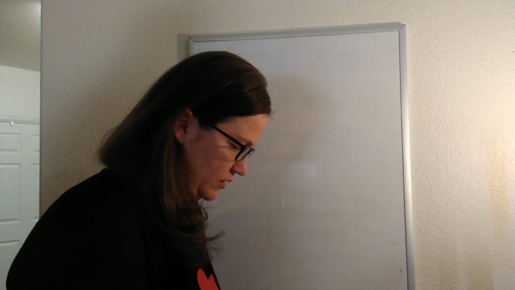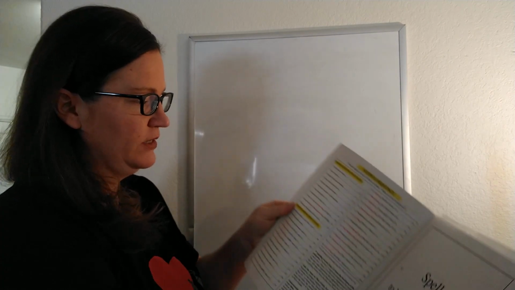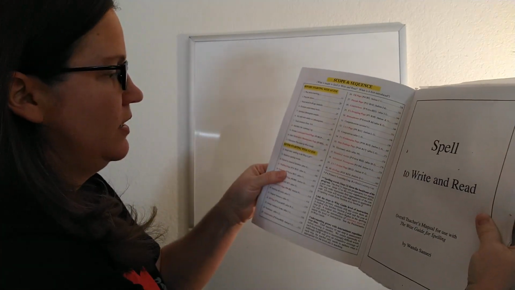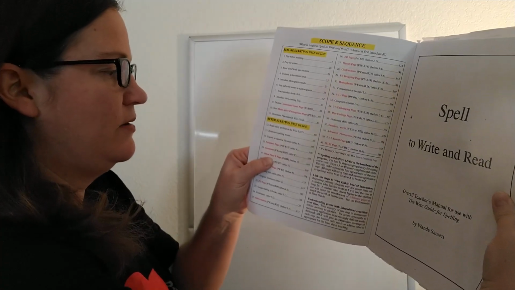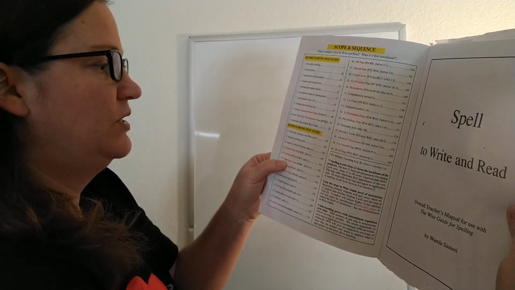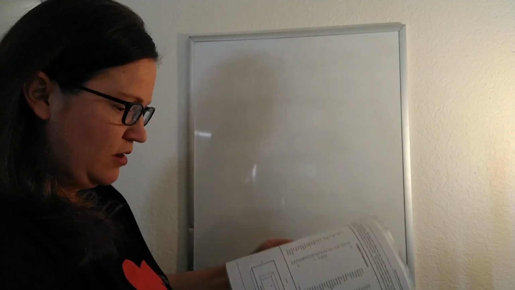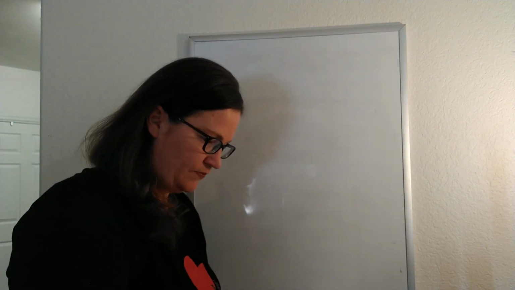Okay, we are ready to do section D. However, in the Spell to Write and Read Teacher's Manual, in the front cover it says, before D, do the silent final E page, which is step 17. Step 17 starts on page 105.